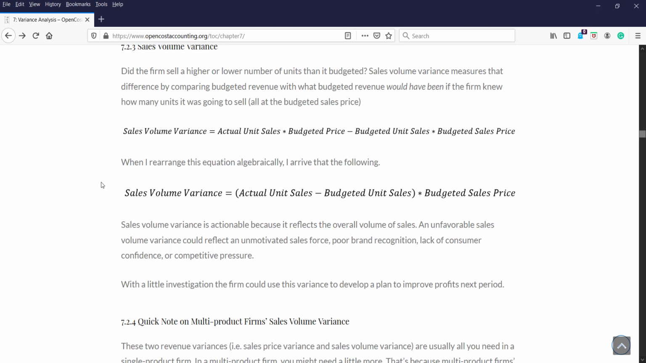And so, that will help us. That's an actionable understanding, an actionable number. It gives us information that'll help us understand what we can do next. With maybe just a little bit of digging, we can narrow that down to a sole cause or a pair of causes that are driving our revenue variance. With a little investigation, the firm could use this variance to develop a plan to improve profits next period.